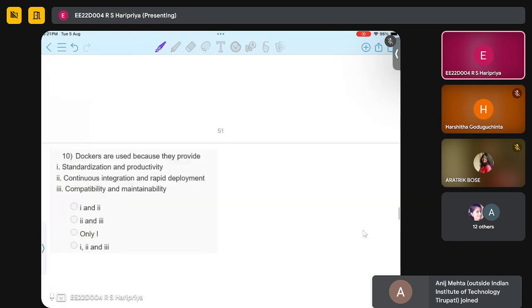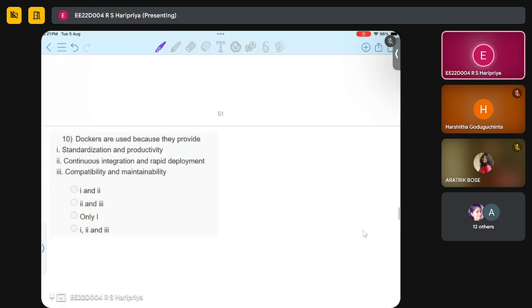Next question. Dockers are used because they provide standardization and productivity. This is true. Continuous integration and rapid deployment. This is also true. Compatibility and maintainability. This is also true. So the answer is 1, 2, and 3.